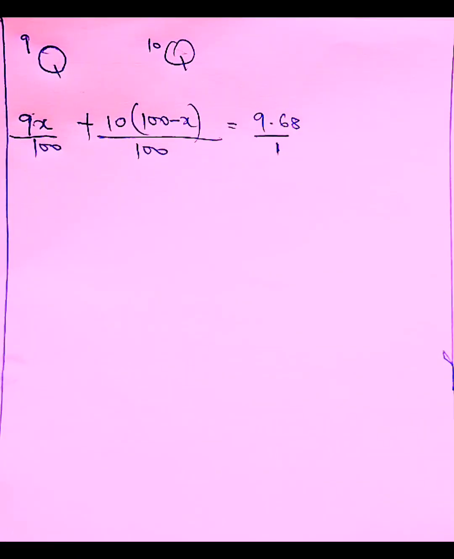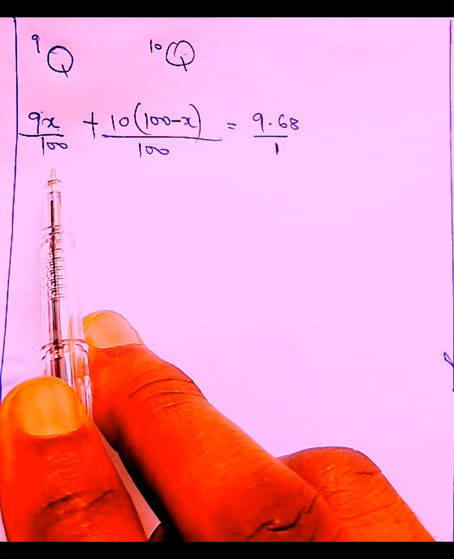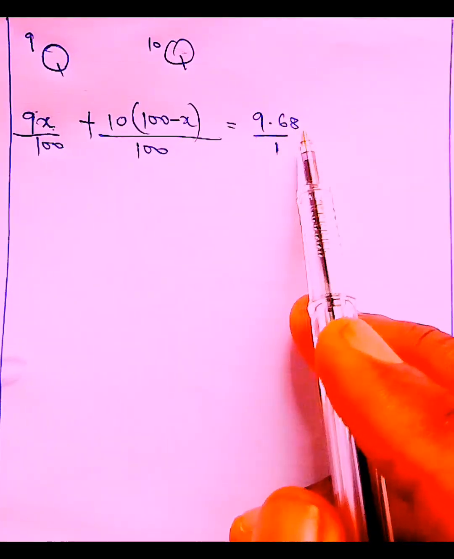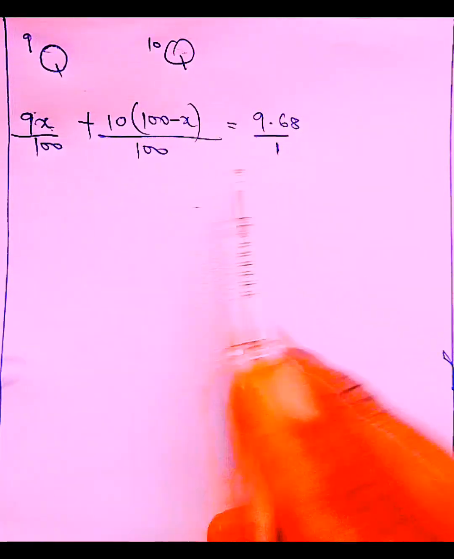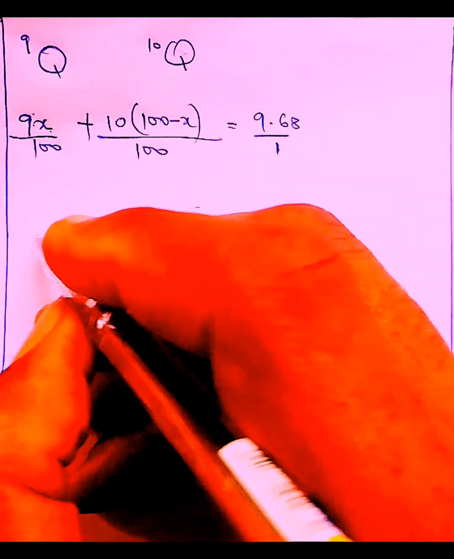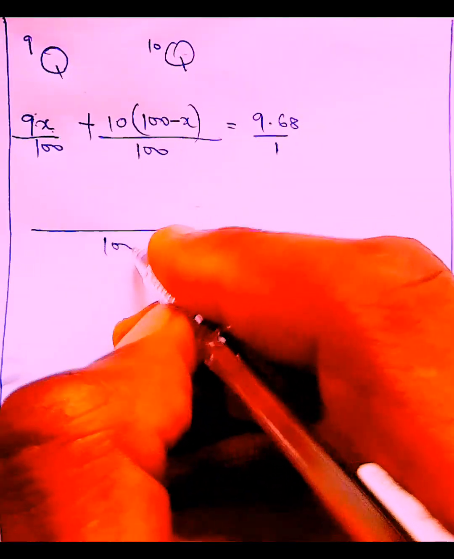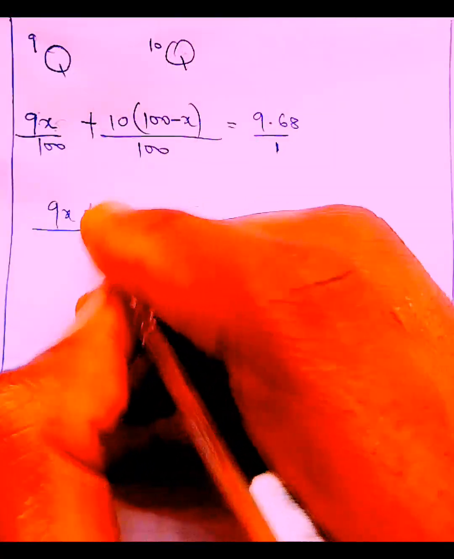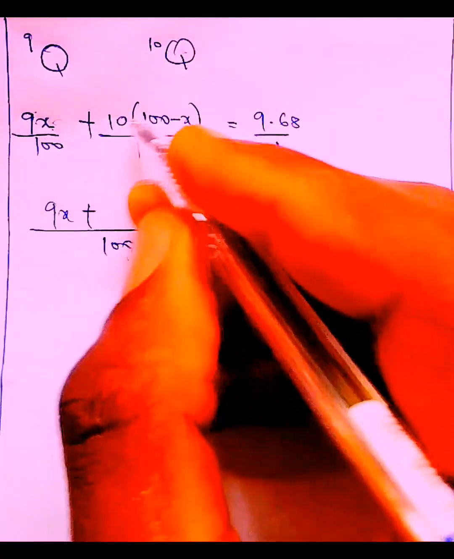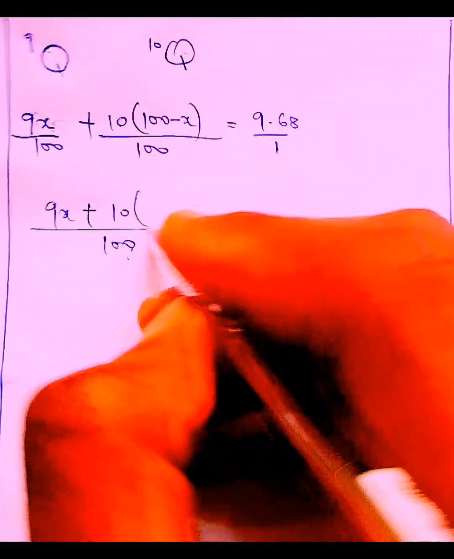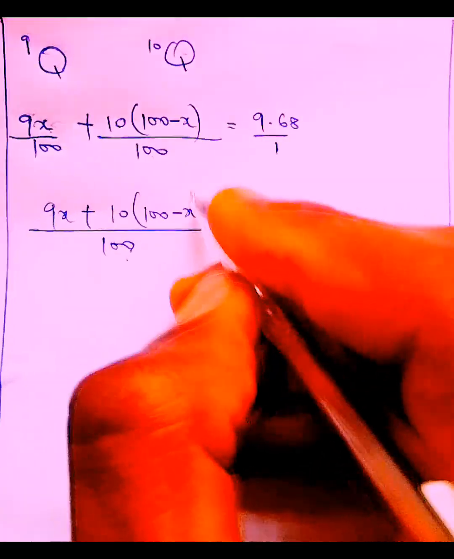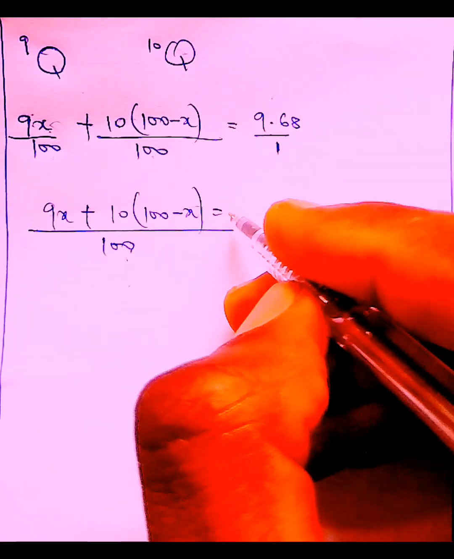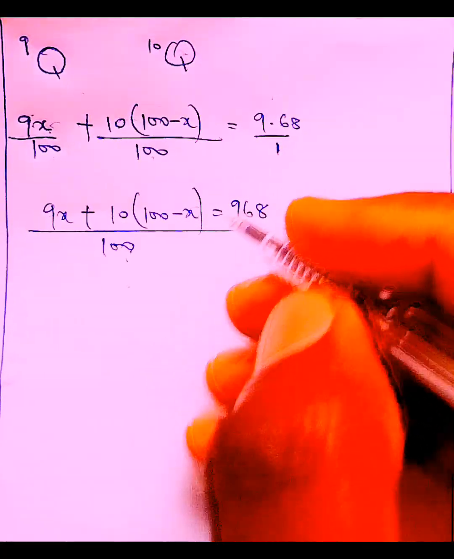So we're going to get the LCM. So this is 9x over 100 plus 10, open bracket, 100 minus x over 100, equal to 9.68. So what's the LCM of 100 and 100? That's going to be 100. You know that. So our LCM is 100. So 100 divided by 100 is 1, and 1 times this is 9x. Plus 100 divided by 100 is 1, so 1 times this gives us 10, open your bracket, 100 minus x. And 100 times 9.68 gives us 968.